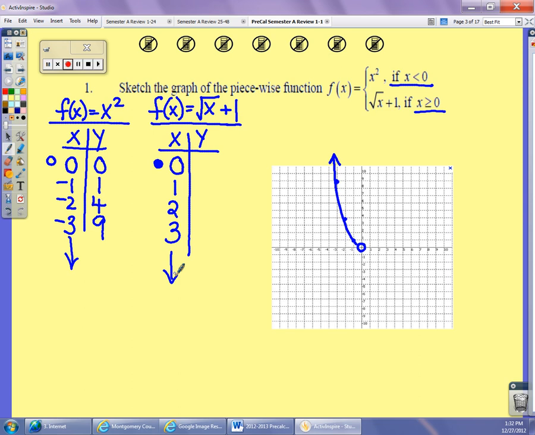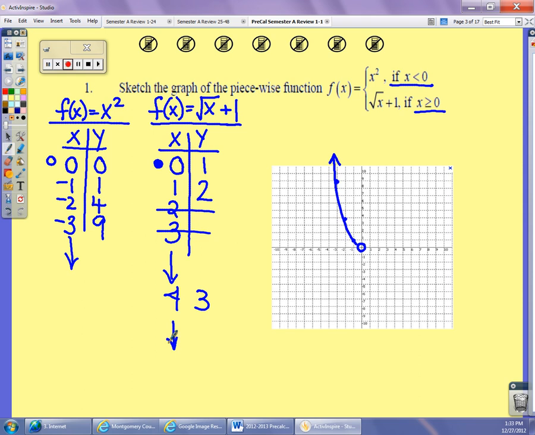Now, square root of 0 is 0 plus 1 is 1. Square root of 1 is 1 plus 1 is 2. Now, square root of 2 and square root of 3 are not easy to do, so let's just ignore those for a moment, and let's take a value that is easier. Square root of 4 is 2 plus 1 is 3. I think that should give us enough values.